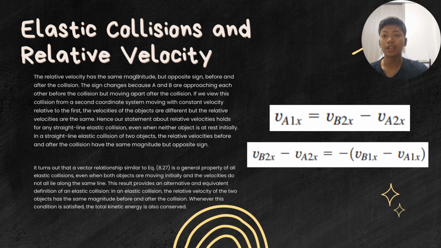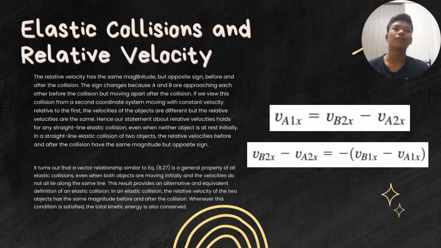If you view this collision from a second coordinate system moving with constant velocity relative to the first, the velocities of the objects are different but the relative velocities are the same. Hence, our statement about relative velocities holds for any straight line elastic collision. Even when neither object is at rest initially, in a straight line elastic collision of two objects, the relative velocities before and after the collision have the same magnitude but opposite sign. This results in the sixth formula: V_B2x minus V_A2x is equal to negative (V_B1x minus V_A1x).